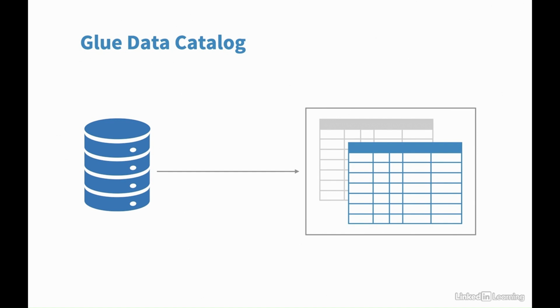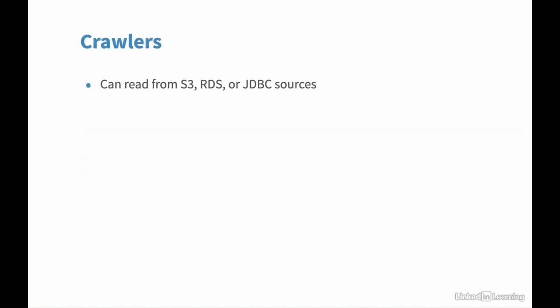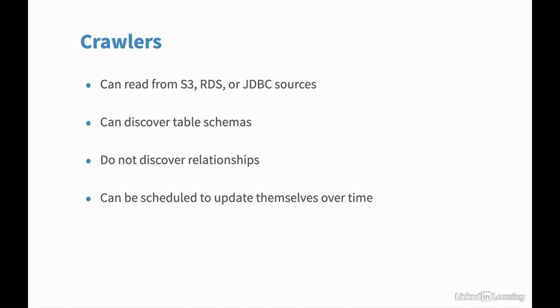This would involve you typing the name of each data column or field, then specifying its type and data width. Alternatively, Glue can search your data sources and discover on its own what data schemas exist. To do this, you must define what's called a crawler. Crawlers can read from S3, RDS, or a JDBC source. They can discover table schemas, but do not discover relationships. And they can be scheduled to update themselves over time.